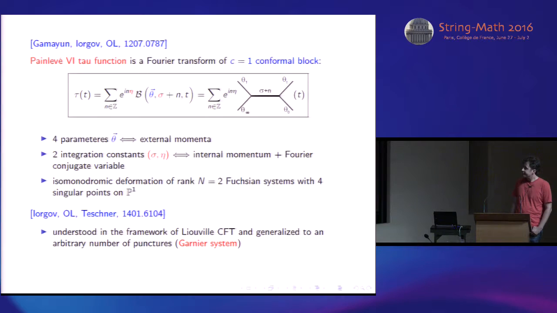Well, next, this observation, which was a little bit experimental, was well understood in the framework of Liouville conformal field theory, and moreover generalized to an arbitrary number of punctures, but still we had to stay in rank 2. On the isomonodromic side, this corresponds to considering the Garnier system. The basic idea to prove this correspondence between isomonodromy and conformal field theory is just to consider Virasoro conformal blocks with degenerate insertions, and then compute their quantum monodromy.